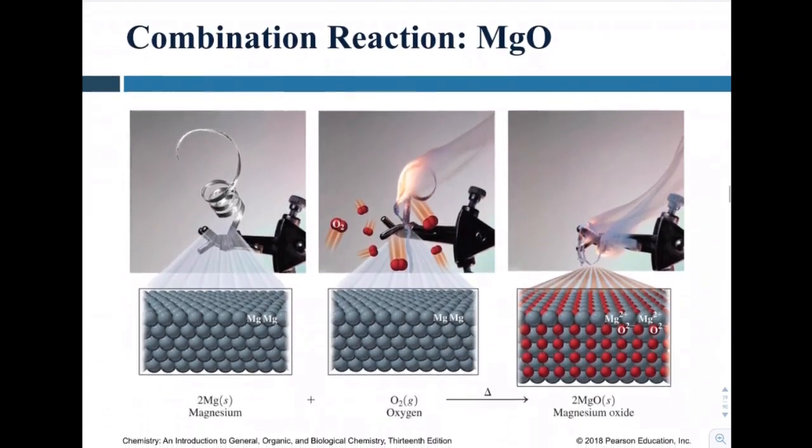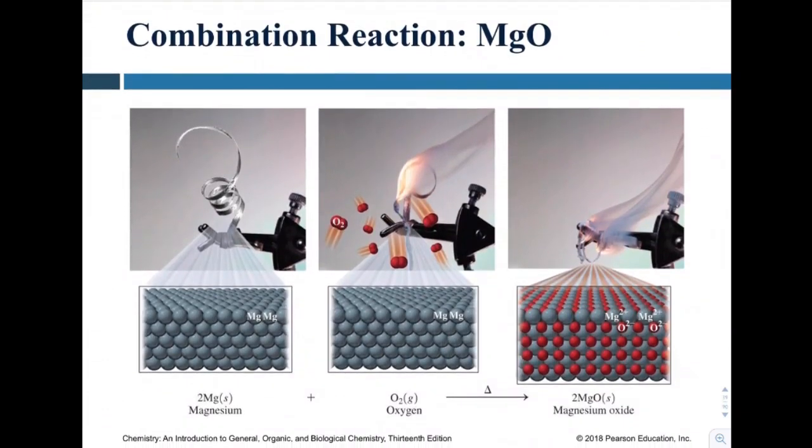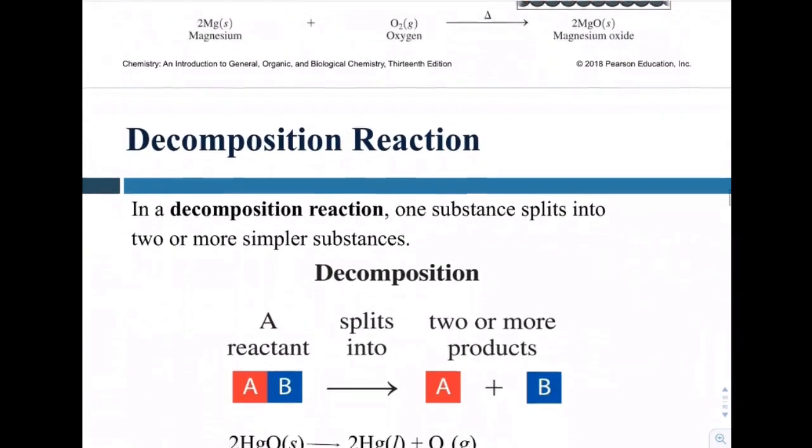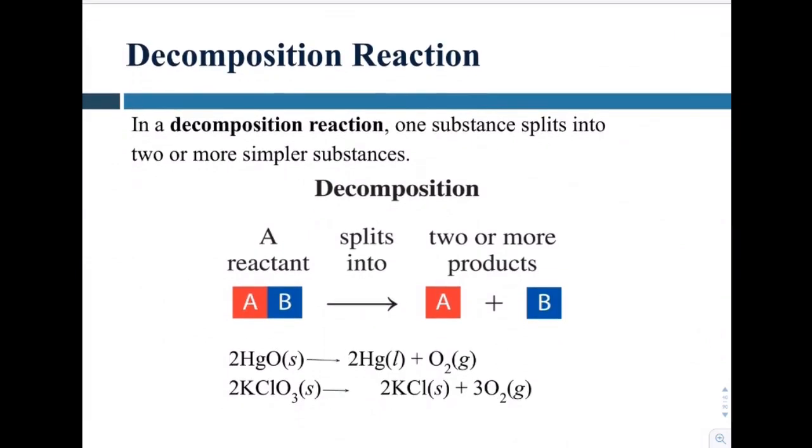So here's an example, some images. You have magnesium and oxygen making magnesium oxide. Decomposition reaction is the opposite. You have one thing turning into 2 or more things. And so notice here the hallmark is we have one reactant this time, no plus sign on the left side.